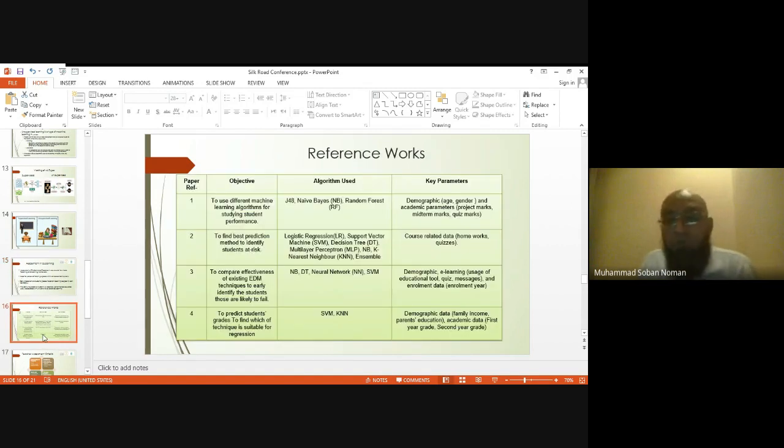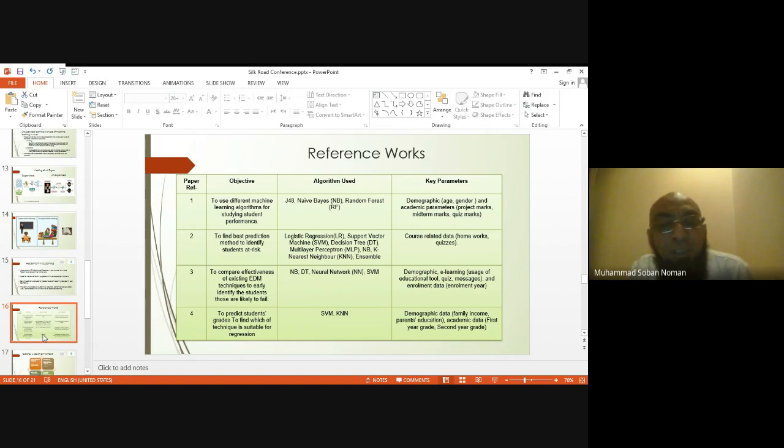These are some of the papers which we have carried out in our studies, more than that, but I just put the four papers, and the references will be given in our final paper as well. In the first paper, we concluded that the algorithms used are J48, random forest, and NB, which are all supervised algorithms. The key parameters they use are demographic ones, age and gender, and academic parameters, like project marks and these things. The other paper is also using the same pattern.